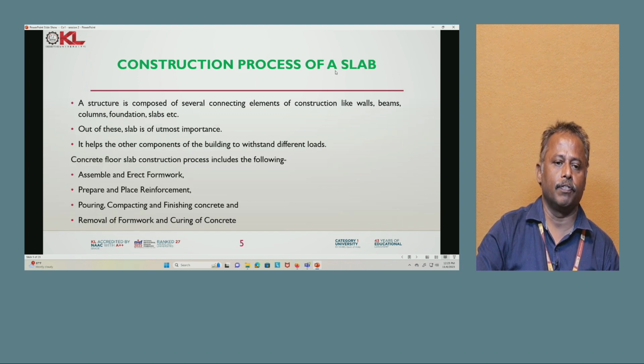Next, construction process of slab. A structure is composed of several connected construction elements like walls, beams, columns, foundations, slabs, etc. Out of these, the slab is of utmost importance, as it helps the other components of the building to withstand the different loads. The concrete floor slab construction process includes various stages: first, assemble and erect the formwork and prepare and place reinforcement; then the pouring, compacting and finishing of concrete; and the removal of formwork and curing of concrete. These are the four processes involved in the construction of slab.